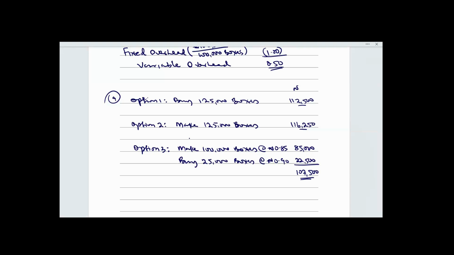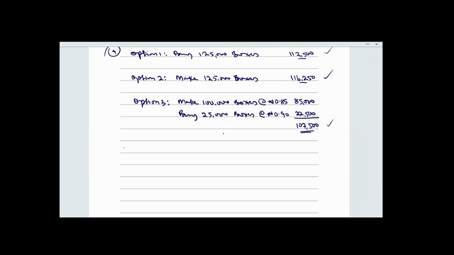You can see that if the company decides to buy the entire 125,000 boxes, the company will incur 112,500. If the company makes the 125,000 boxes, the company will incur 116,250. But if the company makes 100,000 boxes and then buys the balance of 25,000 boxes, the company will incur 107,500, which is cheaper. So, final decision.